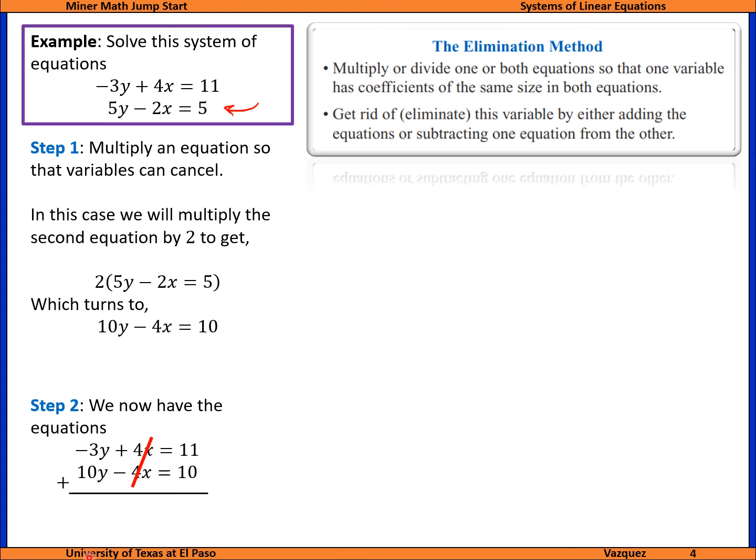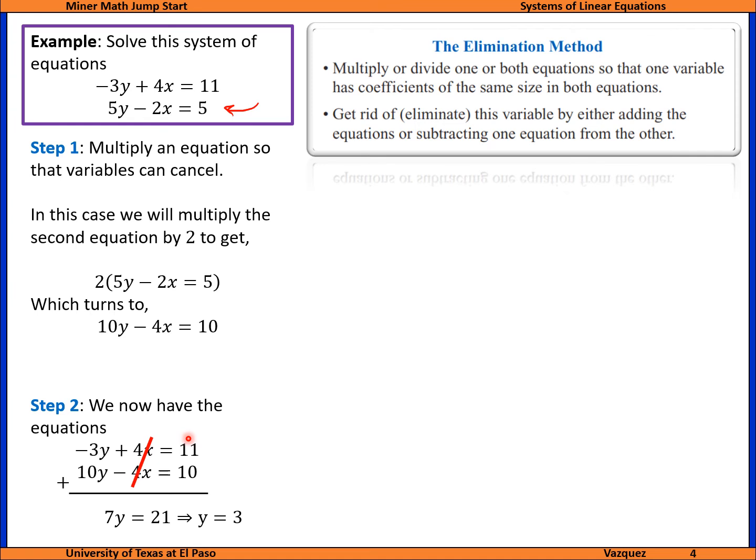What does that leave us? Well, negative 3y plus 10y will give us 7y, and then 11 plus 10 is 21. So 7y is equal to 21, which means y is equal to 3. Now, this method seems a lot easier, and you can decide for yourself. A lot of people do find it a lot easier to use this method. But again, it's whatever fits your style.